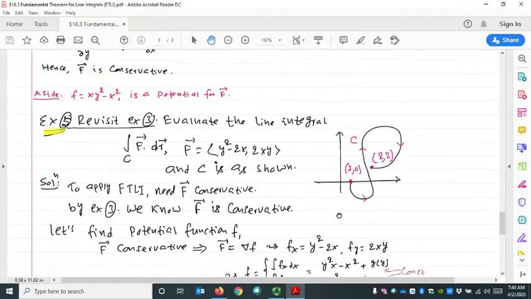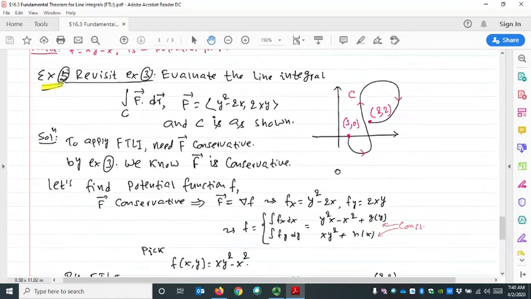Example 5. Revisit example 3. Evaluate the line integral of F over C, where F is given by (y squared minus 2x, 2xy), and C is as shown. In example 3, we know our vector field is conservative, right? Now this curve is not a closed curve, so I cannot use one of the equivalence conditions, but I'm going to use the fundamental theorem for line integrals.